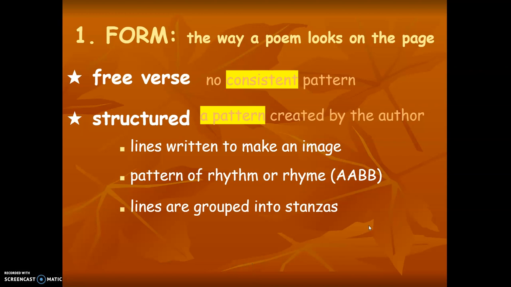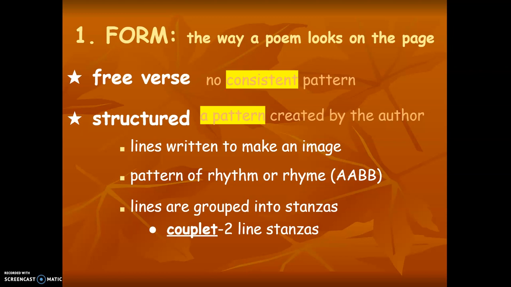Maybe the number of lines are grouped into stanzas, so you'll see 4 lines together and then a space, and then 4 lines together, and then a space, and the whole poem is set up in that kind of pattern, then we would say that it has some type of structure. It's not an accident that the poem was written that way. The author intended it. He wrote his poem to look in that way, so it's structured.